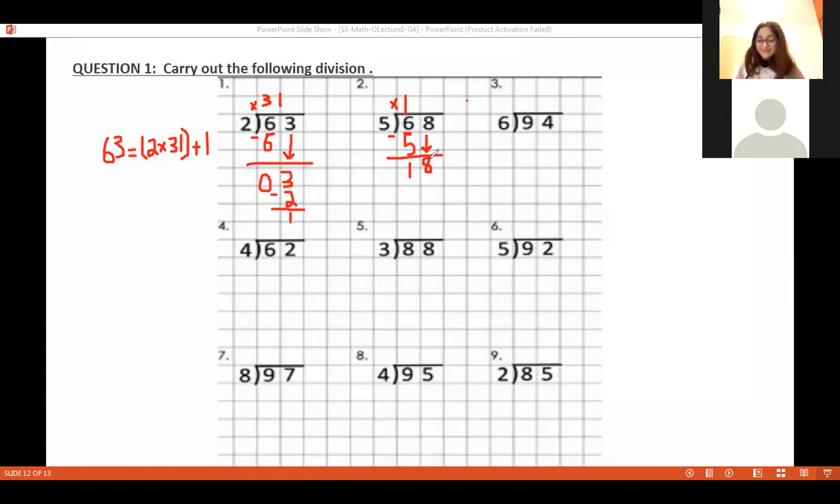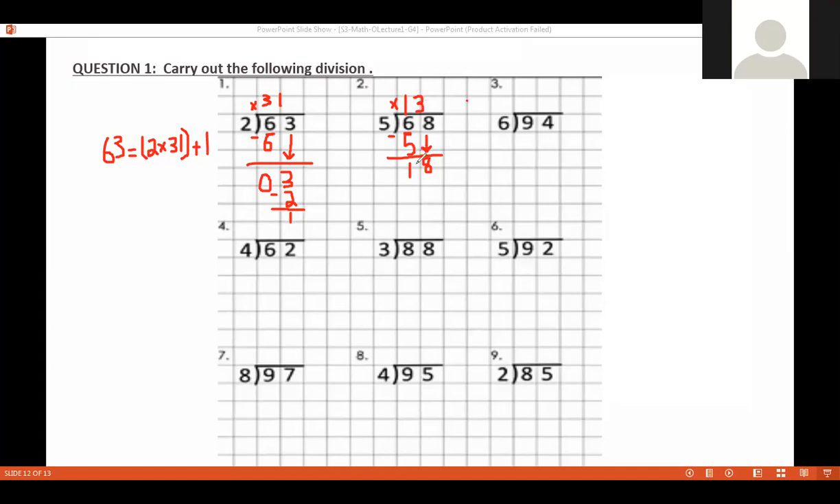Now, what's 18 divided by 5? 3. Excellent. So 18 divided by 5, it's 3. Now, what's 5 times 3? 15. Excellent. Yalla. Now I need to do what? Subtract. Very good. Now what's 18 minus 15? It is 3. Excellent. Is there anything else to bring down? No. So are we done?